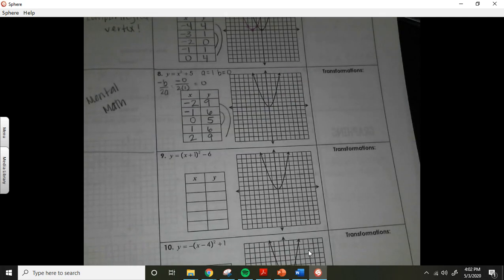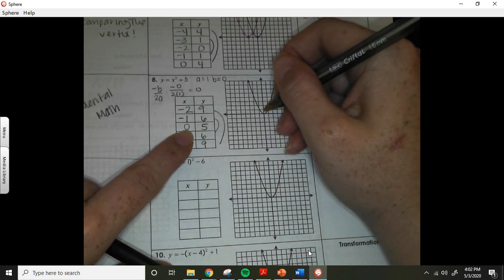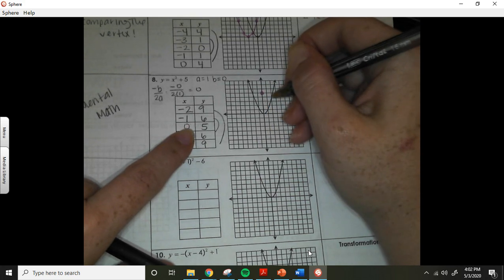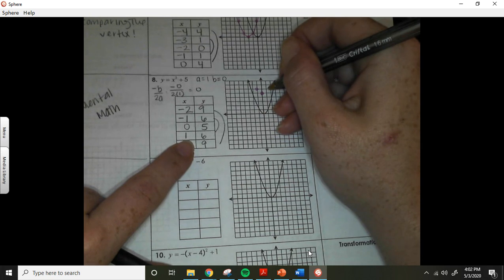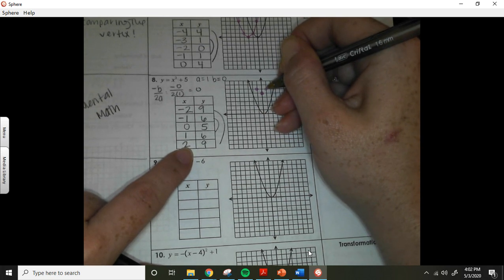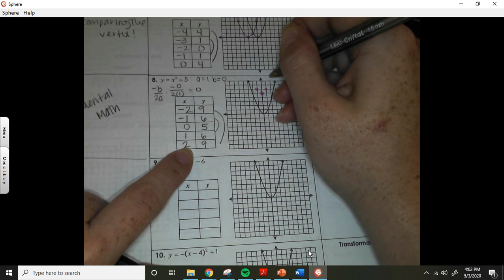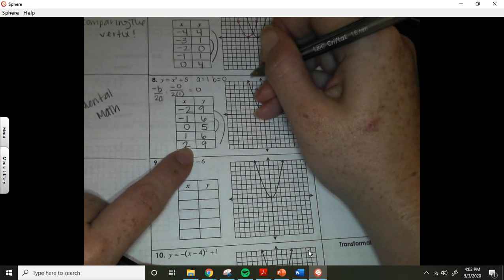All right, let's graph this. So let's start with our vertex, 0, 5. So 1, 2, 3, 4, 5. Negative 1, 6. And that means that 1 is also 6 over here. And then we've got 2, 9. Let's just say it's right here. And let's just say this one is also right here.